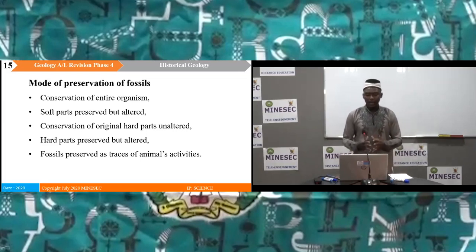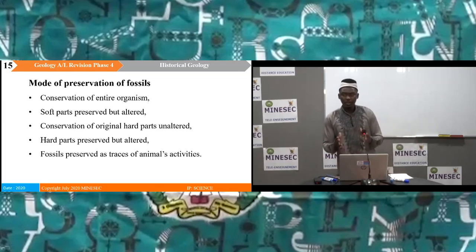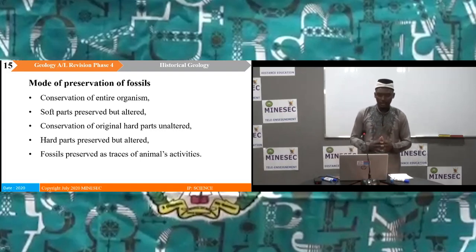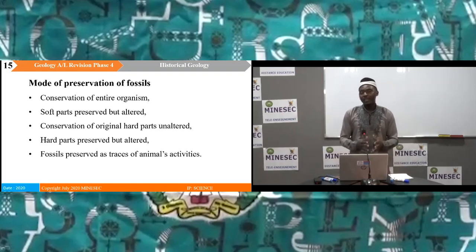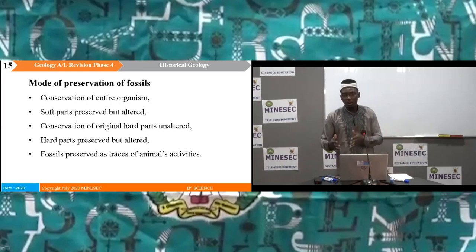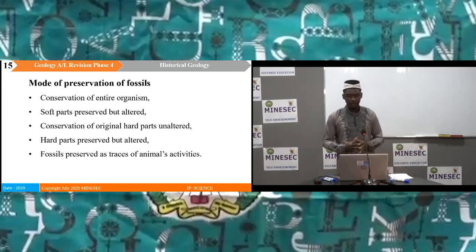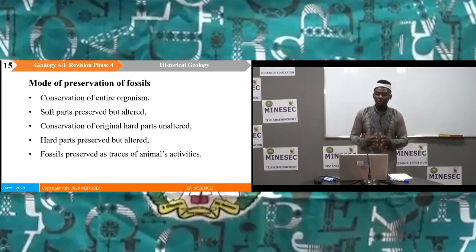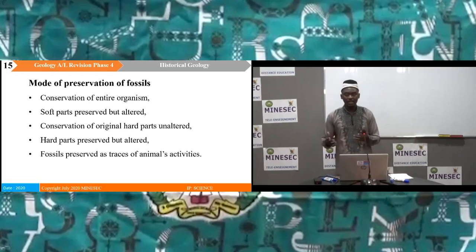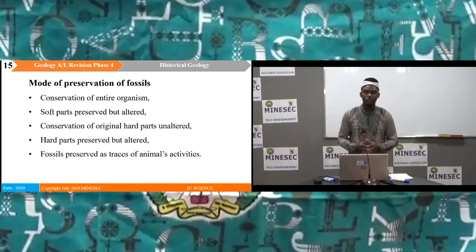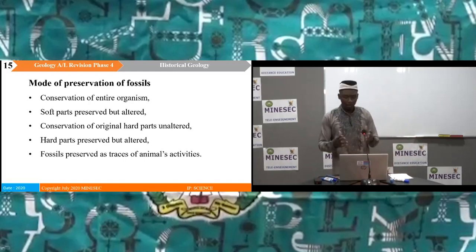Preservation of hard parts unaltered. The hard part of an organism can be preserved unaltered. Hard parts can also be preserved altered, that is, changed to a different compound before being preserved. Fossils can be preserved as traces of animals' activities. These are the ichnofossils, where we have but the traces of the animals that are preserved.